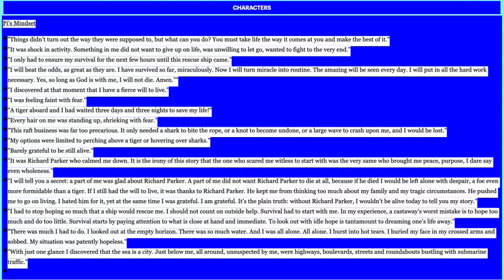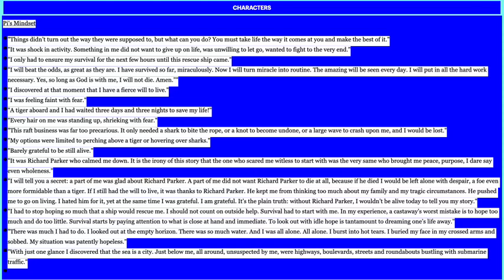He does feel fear. He berates himself. He hasn't done anything about this tiger for 3 days and 3 nights. He is fearful, but he deals with that fear, and that's what ensures his survival. Every hair on me was standing up, shrieking with fear. The raft business was far too precarious. It only needed a shark to bite the rope, or a knot to become undone, or a large wave to crash upon me, and I would be lost. So you see, he is paranoid, he is fearful, but he deals with that, and he still acts.